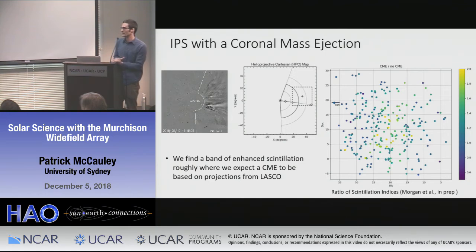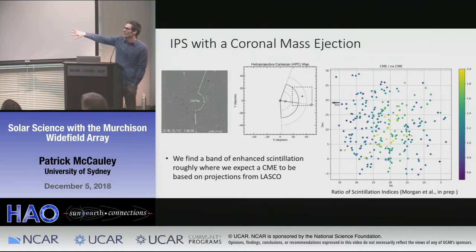And just very recently, over the last week or so, our collaborator John Morgan at Curtin University in Perth has found what seems to be like a band of enhanced scintillation where we expect the CME to be in the MWA field of view.